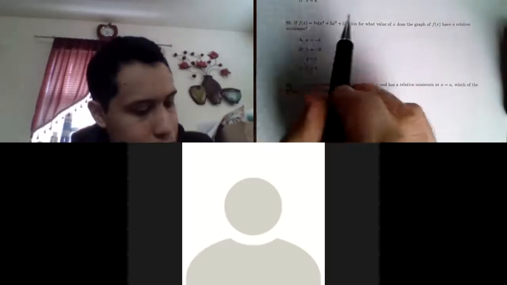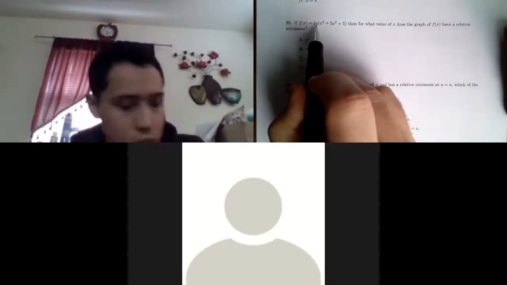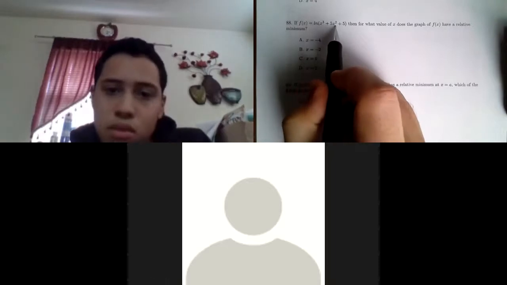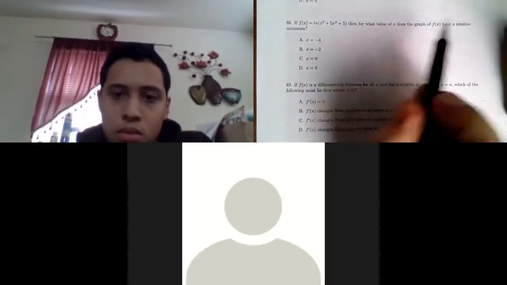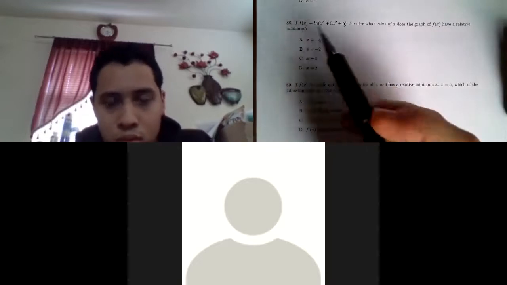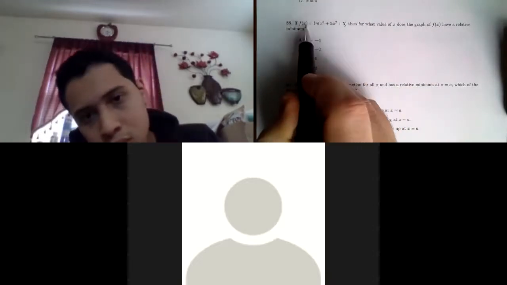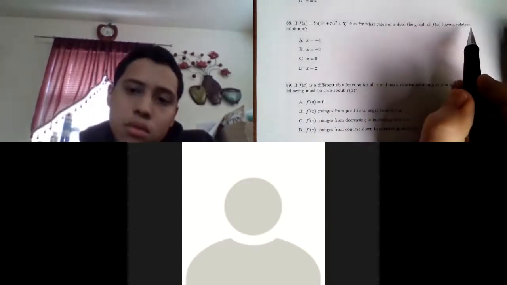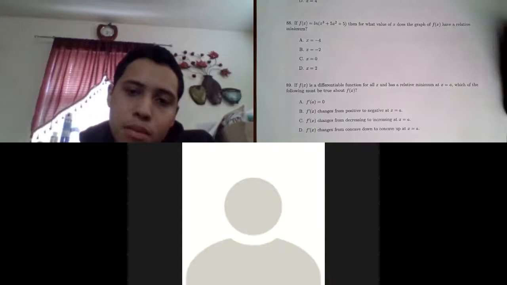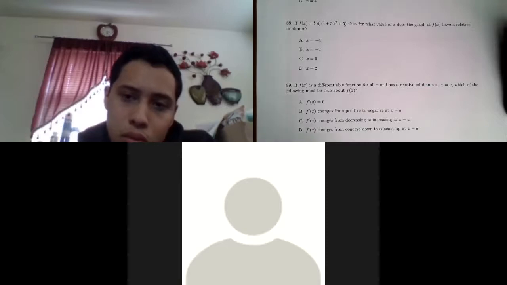All right, so this one's a little tougher. If f of x equals the natural log of x cubed plus 5x squared plus 5, then for what value of x does the graph of f of x have a relative minimum? Okay, we have a continuous function, and so we know we're going to find relative mins and maxes either using the first derivative test or the second derivative test. Let's not choose between those just yet, but we know the first step in both of those is to find the places where f prime is 0 or f prime is undefined.